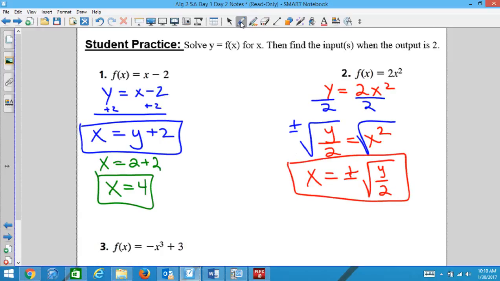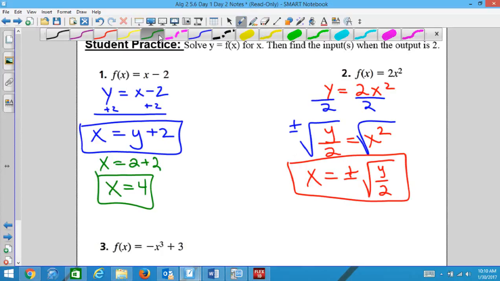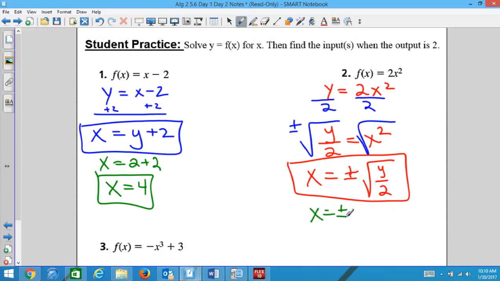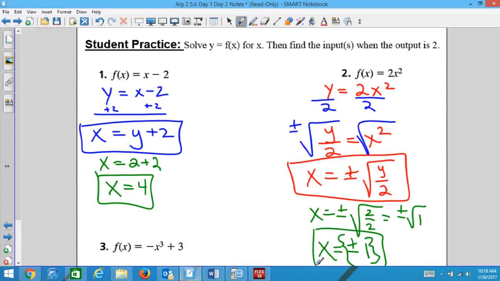Then part B, let's put in 2 for the output. So we'll get x equals plus or minus square root 2 over 2. Oh, no. So we get x equals plus or minus 1. That's 2 answers.